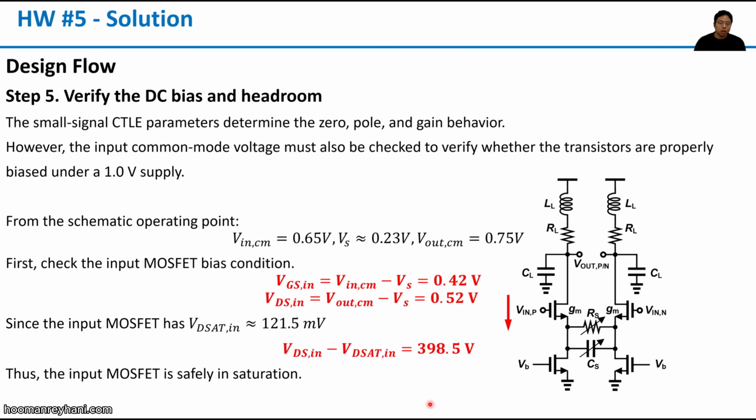After estimating the AC behavior, we should verify if the DC operating conditions are reasonable or not. So first, we check whether the input differential pair transistors are remaining in saturation. So using the output common mode voltage and the source potential value, we can calculate the available drain to source voltage margin. And since the actual VDS is much larger than the VDSAT, we can conclude that the input transistor safely remains in saturation under the 1 volt supply condition.